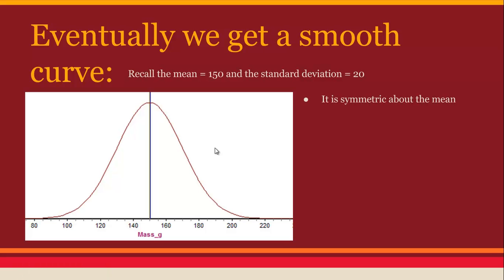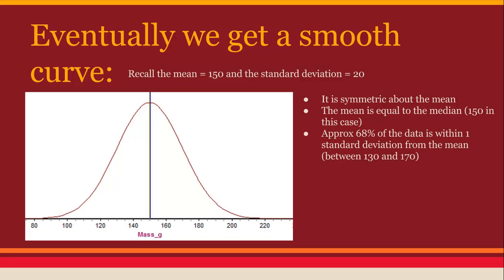Okay. A couple things about it. It is symmetric about the average. The median is in the middle, so the median and the mean are the same. The middle number is right at the mean. And this is the key here.